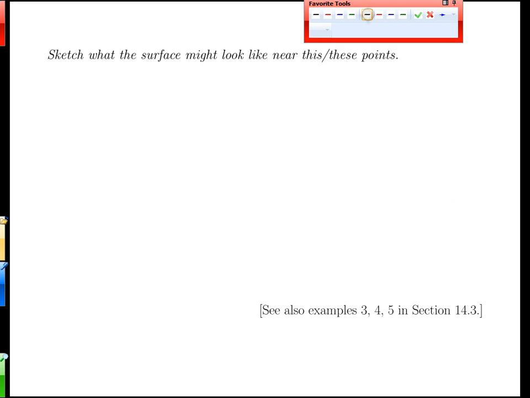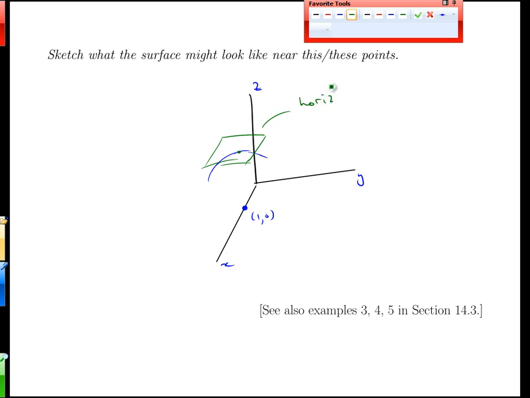In fact, I think I got ahead of myself there. Let's sketch what that might look like. Here it is in a bit more detail. x, y, z. So we're at the point (1, 0). Whatever the surface looks like, that location has a horizontal tangent plane. There we go.